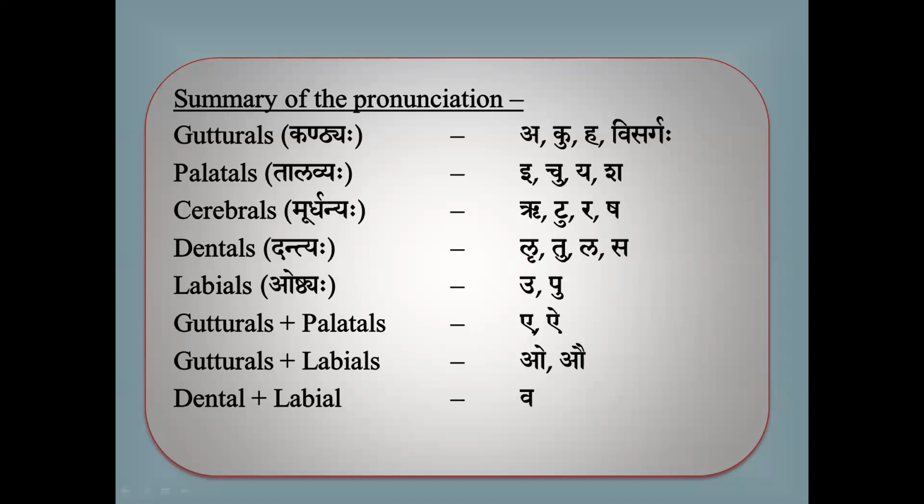And labial, the vowel u, meaning long u also, and pu, which stands for the 5th class, Pavarga: pa, pha, ba, bha, ma. So u and pu are oshtyaha. Then e and ai are guttural and palatal. O and au are guttural and labial. And Va is special. It is dental plus labial. So this is a summary of the place of pronunciation of all the letters, vowels and consonants.